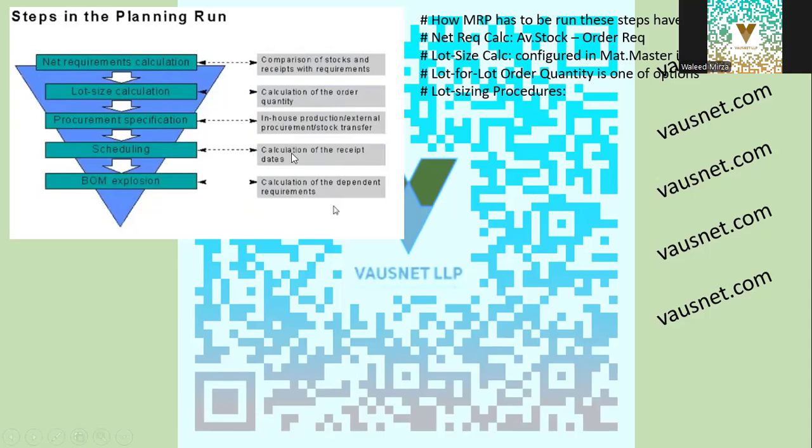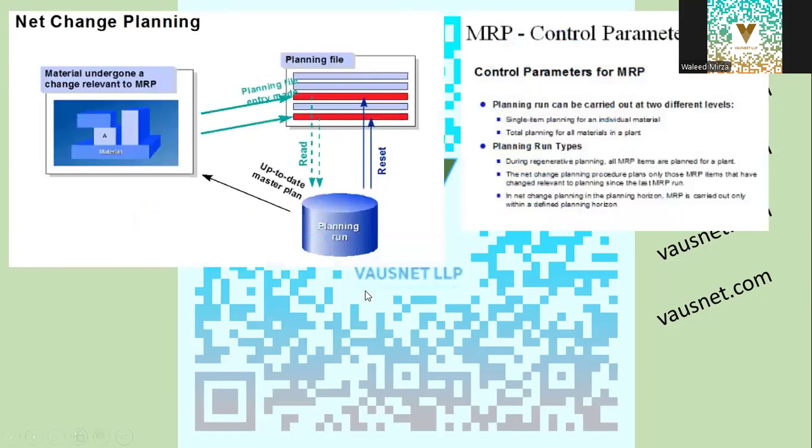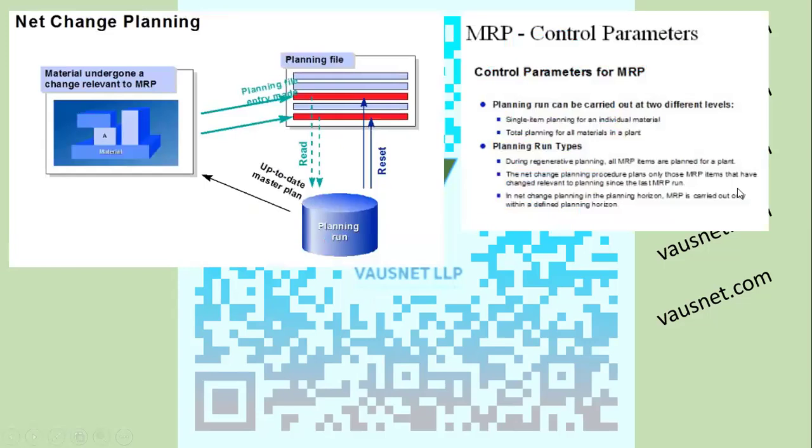Okay. Based on that, it will be scheduled for production or external procurement. And then the BOM will explode because this is all connected. Then the BOM will explode for the net requirements. Okay. For the dependent in-house production requirements. So what are the control parameters? Control parameters can be carried out.